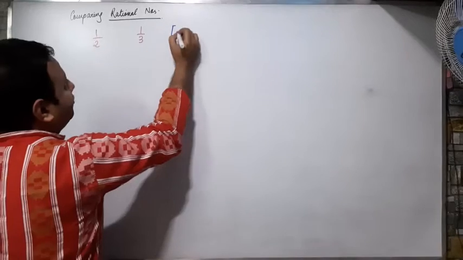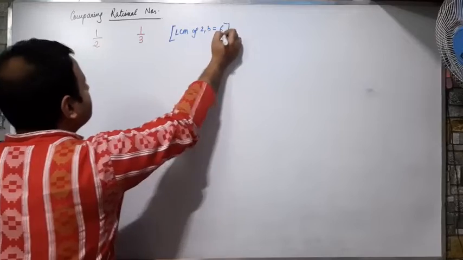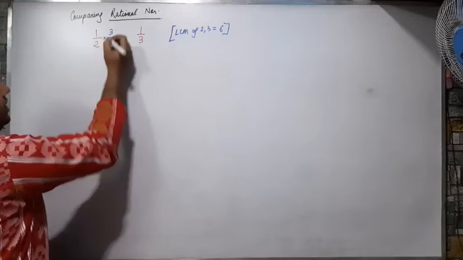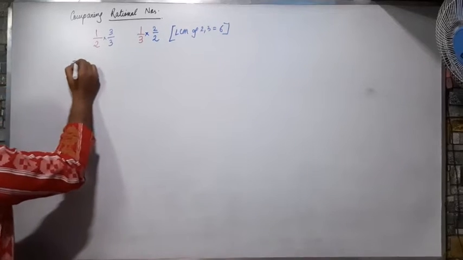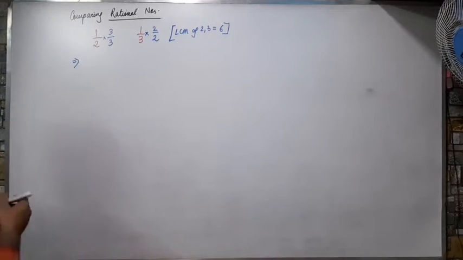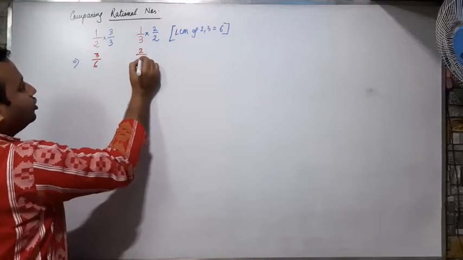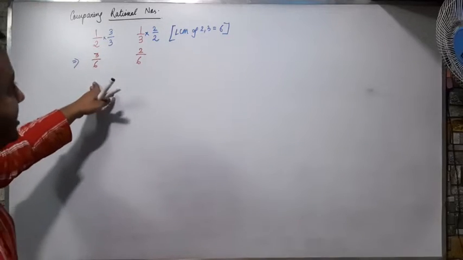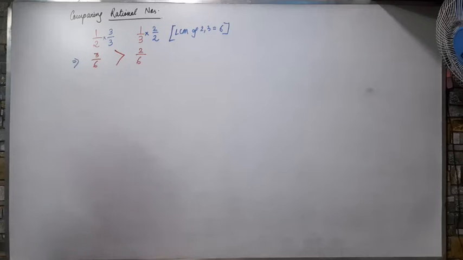So the LCM of 2 and 3 will be 6. So to convert this into 6, I have to multiply it by 3 by 3, and to convert 3 into 6, I have to multiply it with 2 by 2. So what are my results? I am getting here 3 by 6 and I am getting here 2 by 6. So it is clearly seen that the denominators are the same. The difference is in the numerators. As 3 is larger than 2, therefore 3 by 6 is larger than 2 by 6.